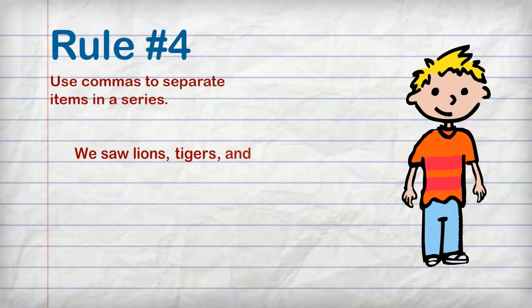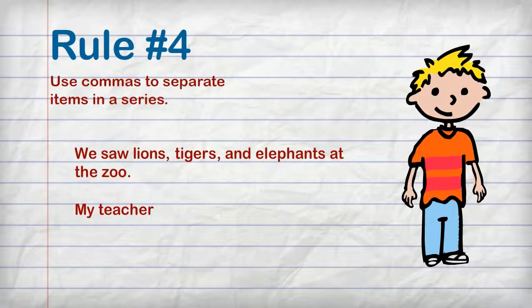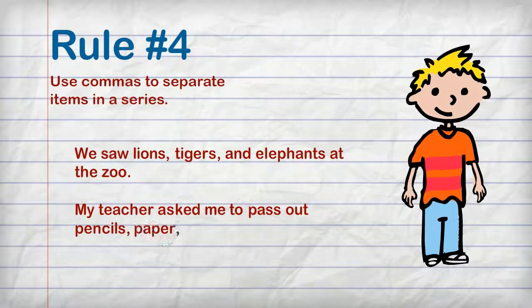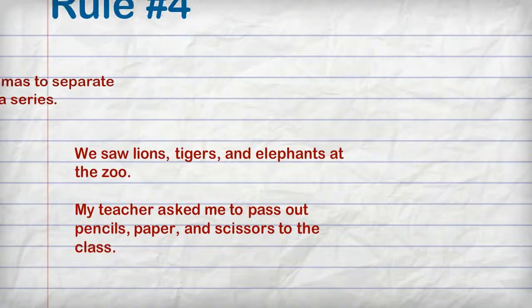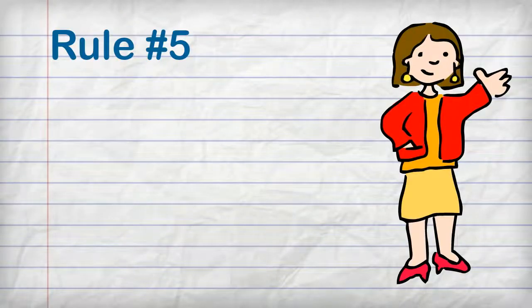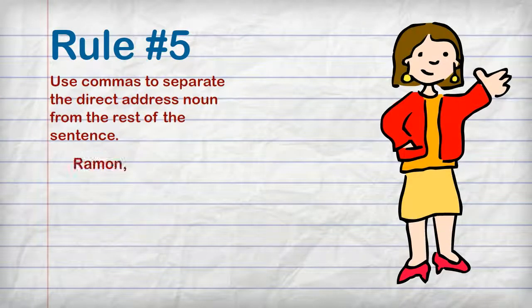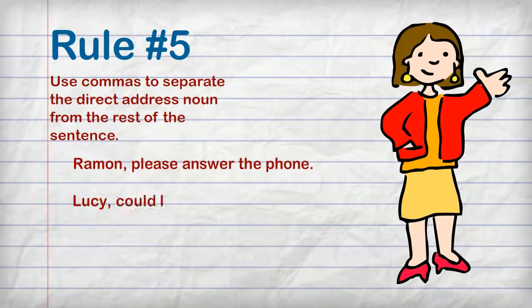Rule number 4. Use commas to separate items in a series. Rule number 5. Use commas to separate the direct address noun from the rest of the sentence. This would be a person's name.